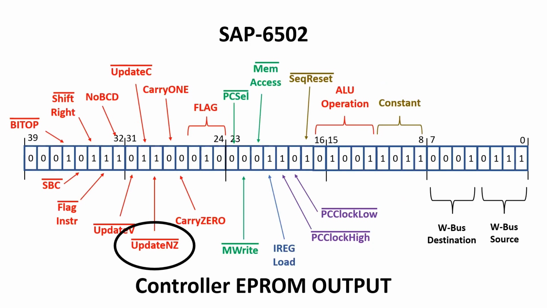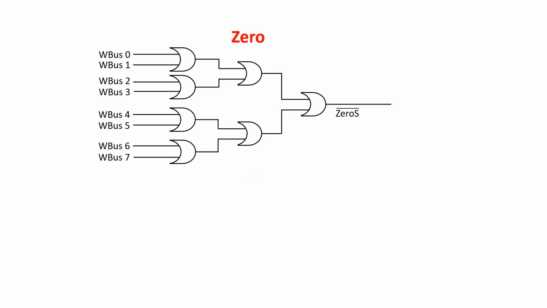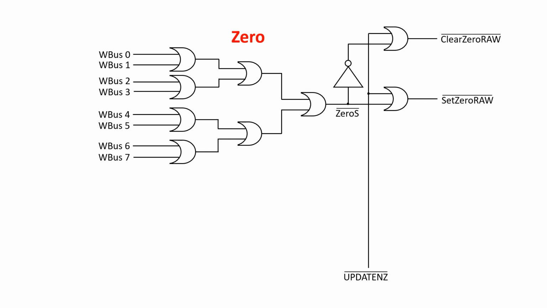This means we're going to need a control signal from the sequencer which tells us when to update the flags. Now, it turns out that every instruction that updates the 0 flag updates the negative flag at the same time, so we can combine these update signals. The idea is to use the update NZ signal to decide whether the 0 tree either sets or clears the 0 flag. Remember that these raw signals still have to go to a flip-flop before they can set or clear the flag.